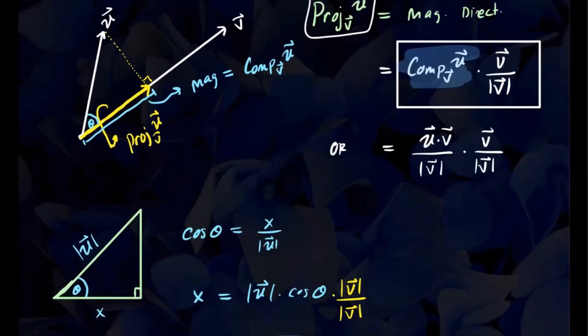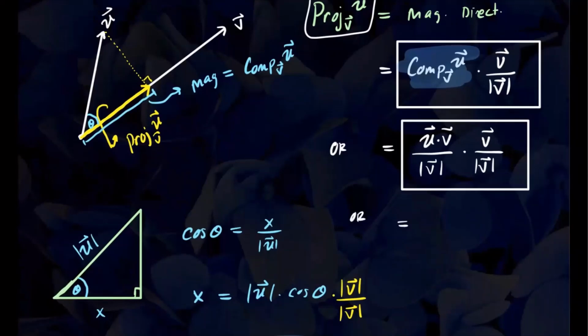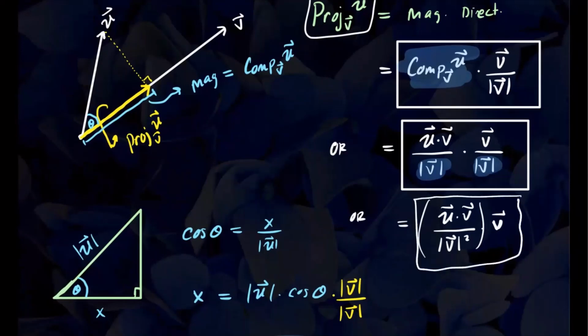And if you want to simplify it further, this is also another way to write the same thing. These two can be combined together by using an exponent. So this is simply u dot v divided by the magnitude of v squared, times vector v. Now put parentheses around it so that you know you have a vector eventually. So this will be another way to write the projection of u onto v.